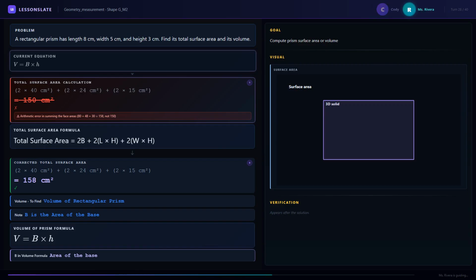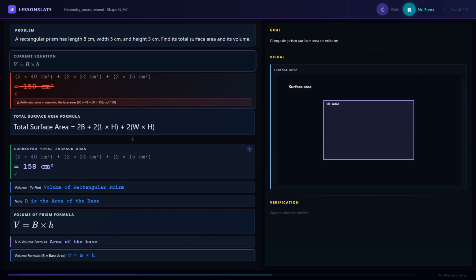That's it exactly, Cody. You've correctly identified that the capital B in the volume formula V equals B times H stands for the area of the base, not the perimeter. It's a very common point of confusion, so don't worry about mixing them up. You already calculated the area of the base earlier. What was that value, and what's the height of the prism?